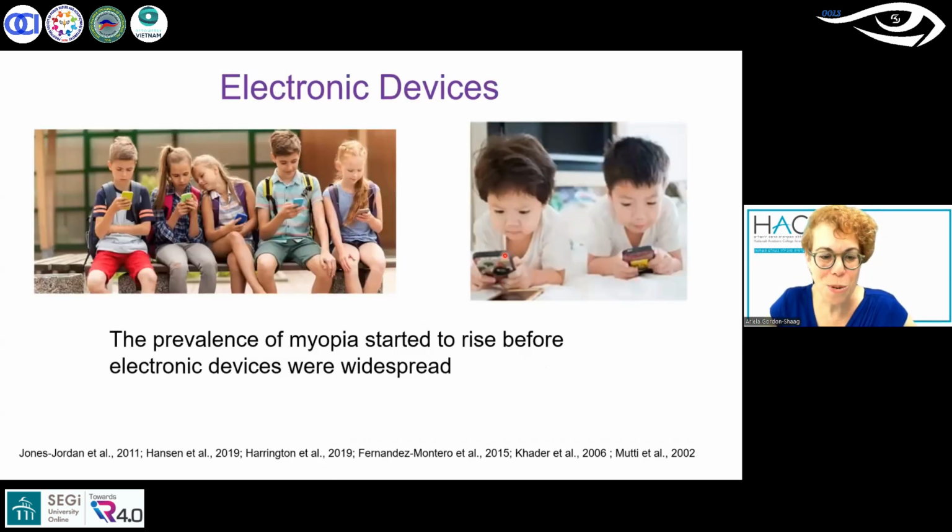The genetic basis of myopia would not explain why the prevalence is increasing over the past few decades. And here's your number one choice, electronic devices. You can see here, middle school children and sometimes even babies are already exposed to electronic devices. But the prevalence of myopia started to rise in the world before electronic devices were so widespread. So it's hard to believe that electronic devices would explain the increasing prevalence of myopia worldwide.